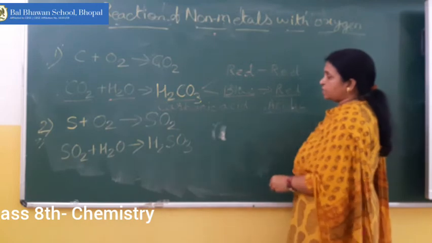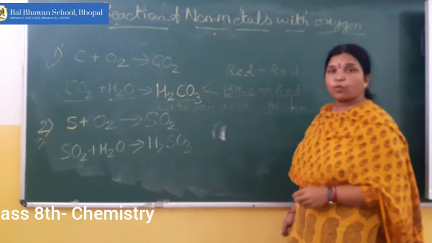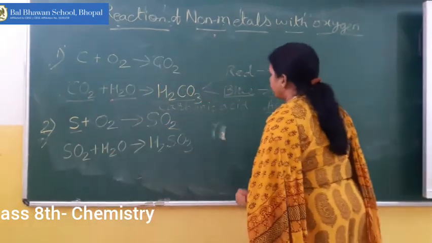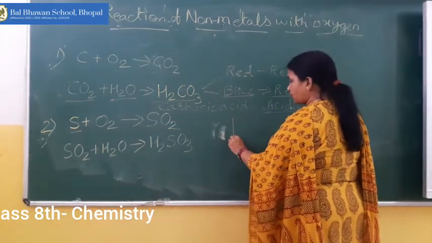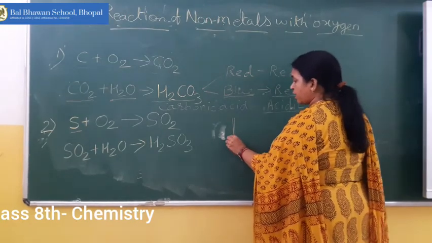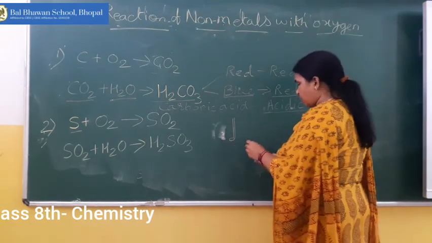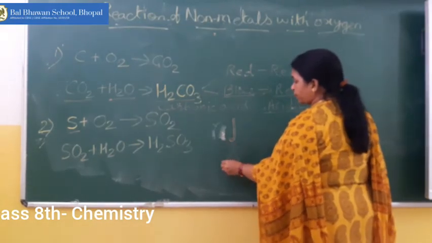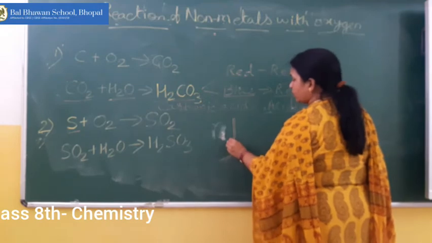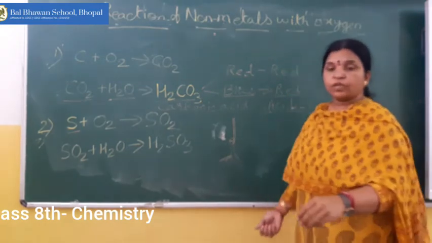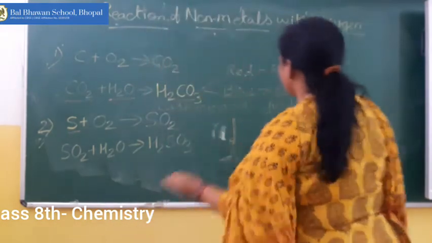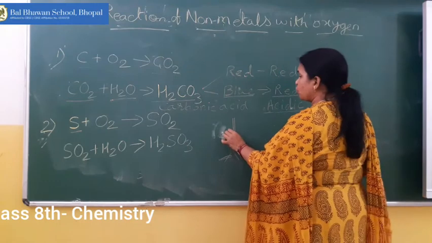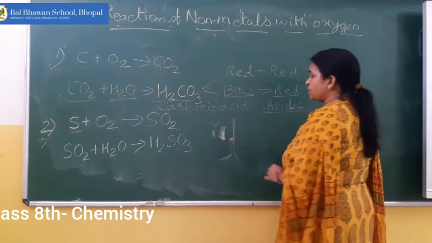Now take another example, that is sulfur powder. I will take this sulfur powder in a deflagrating spoon and I will heat it with the help of a Bunsen burner. Now this sulfur powder will start getting heated and it will release fumes, or gas will be released.